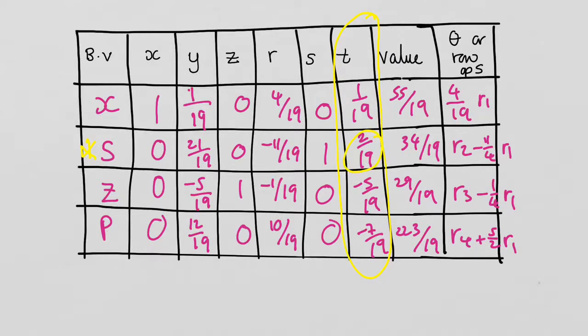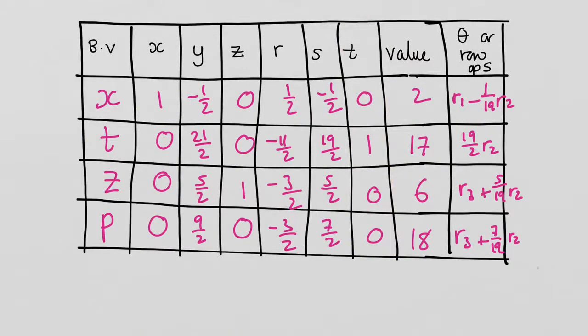So my next tableau, I'm going to divide all of this by 2 over 19, or times it by 19 over 2. These I want to go to naught, so I'll be doing row 1 take away 1 over 19 lots of row 2, row 3 plus 5 over 19 lots of row 2, and row 3 plus 7 over 19 lots of row 2. So that will be my next tableau, and my S will get replaced with T. Okay guys, so that's what it looks like at the end of all of those steps.